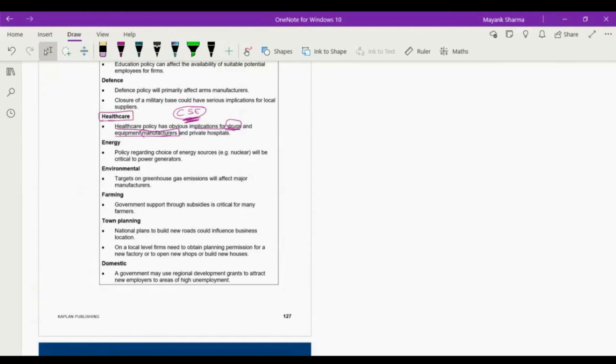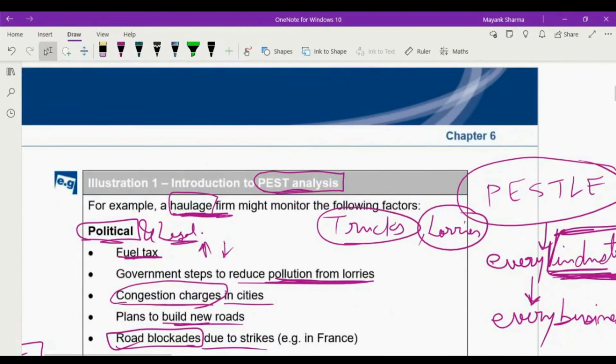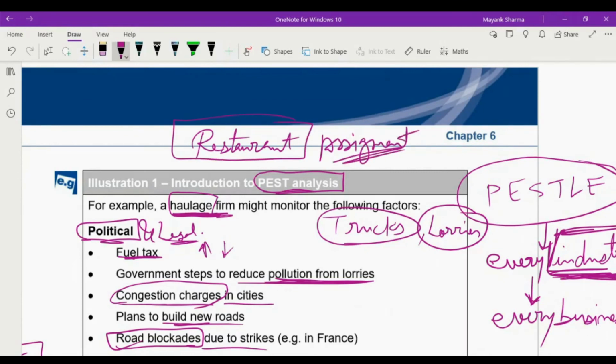I have an assignment for you, which is based on illustration number 1. So we did a PEST analysis for the Howledge firm. Now you need to do a PEST analysis for, let's say, a restaurant. This is an assignment that you need to do, a PEST analysis the same way it is done here, for a restaurant. This is your assignment.